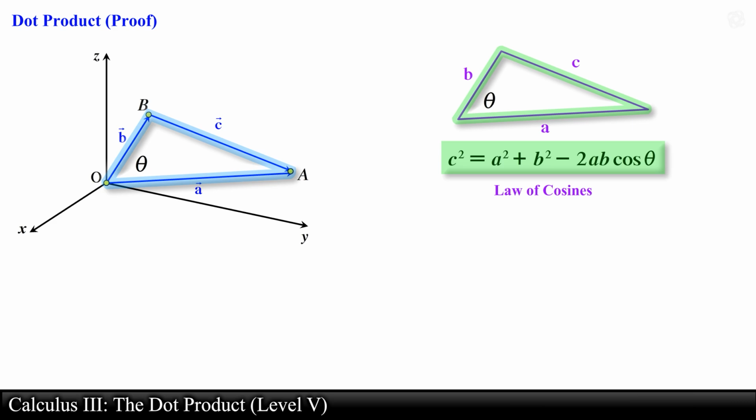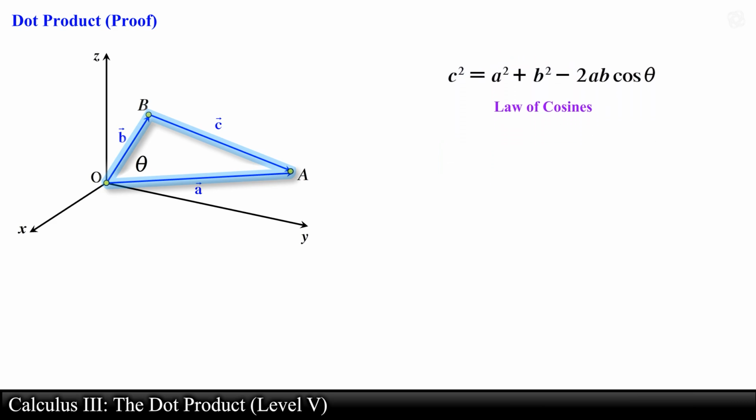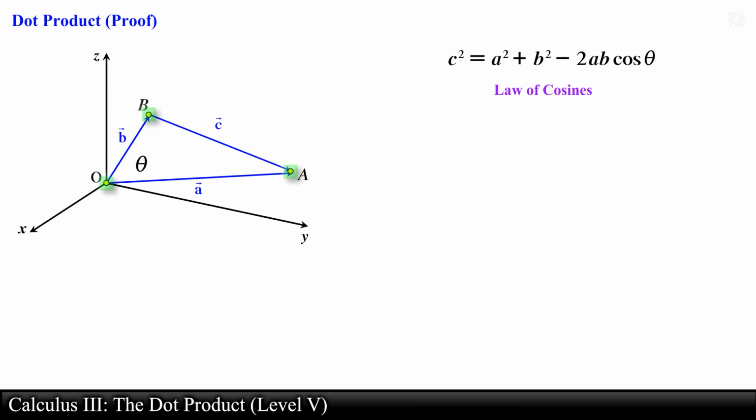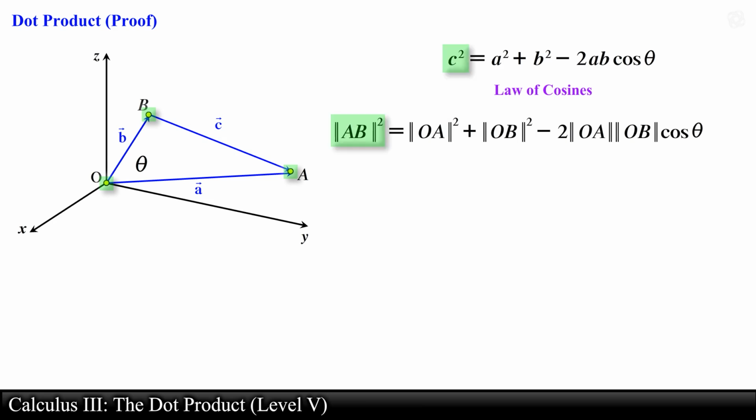We would first need to make a couple of adjustments. First of all, let's use the vertices of the triangle to denote each of the line segments. By making this substitution, our expression now becomes line segment AB squared is equal to line segment OA squared plus line segment OB squared minus 2 times the product of line segment OA and OB times cosine of theta.